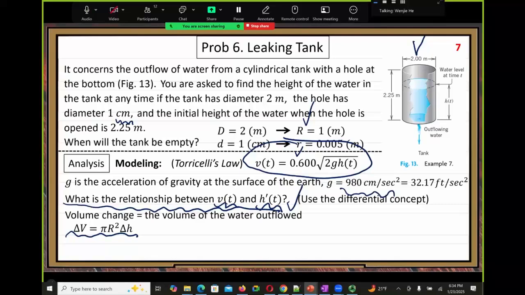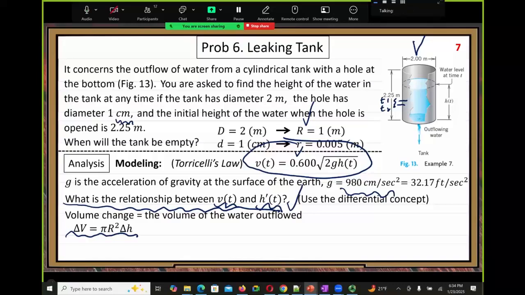But here you use delta, so you know the difference of two numbers: the first V minus the second V, the first H minus the second H. Here we consider a small time interval between two time instances, T1 and T2, for example.